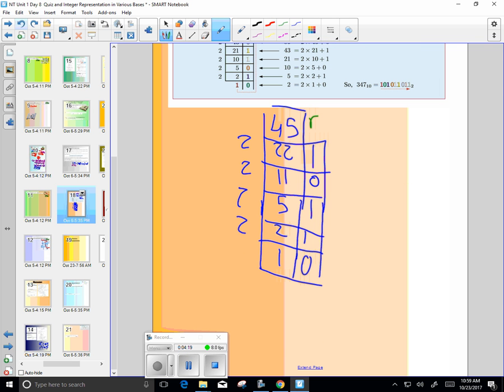And that is the end, or this is the beginning of your number. And this is the end of the number. So you're going to go 1, 0, 1, 1, 0, 1. And that is base 2. You can do that with any number. And I don't know why they did these crazy colors, but it looks good.